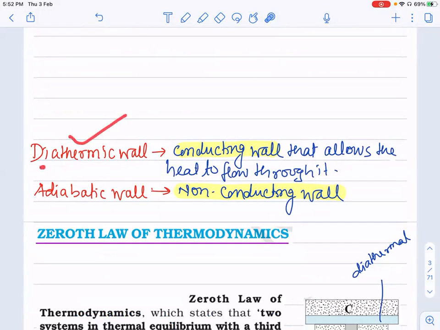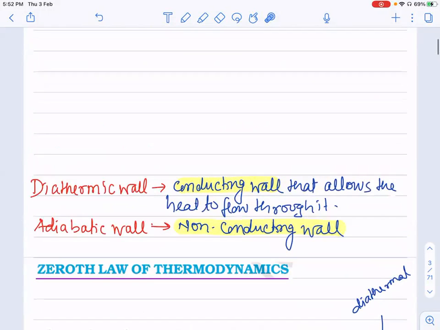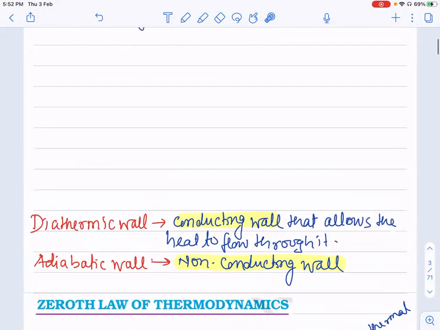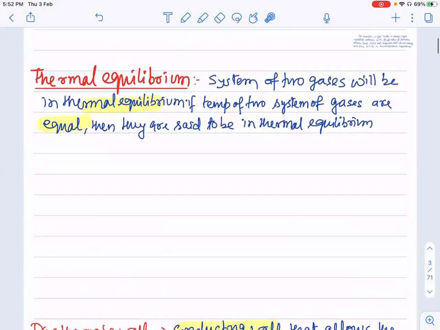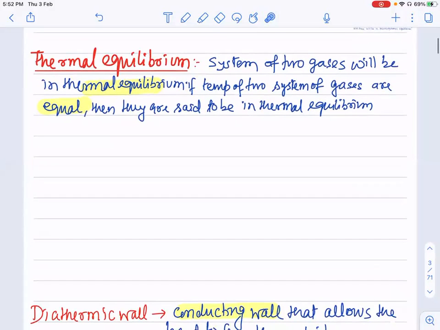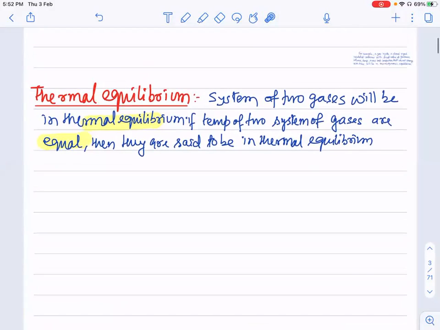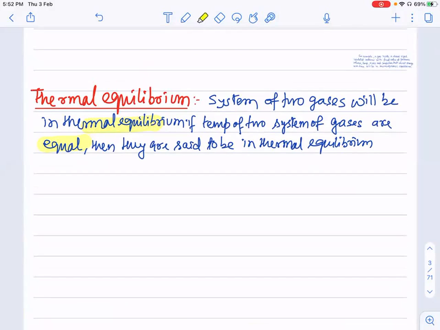Now, there are two terms you will come across. Diathermic wall. Diathermic means conducting wall, a wall through which, yes. Temperature equal, और यहाँ पे temperature of two gases are equal.